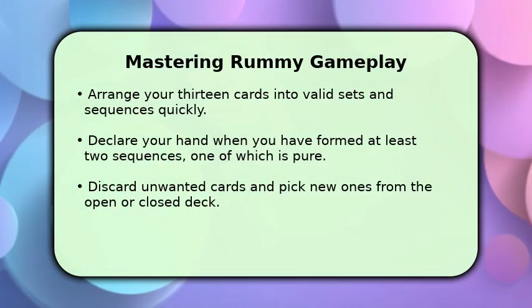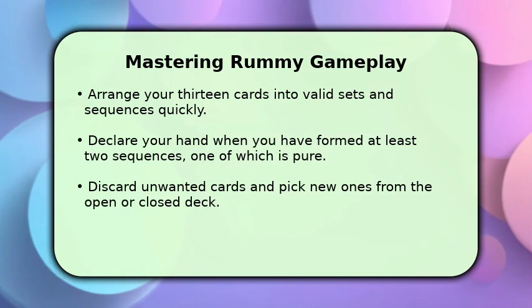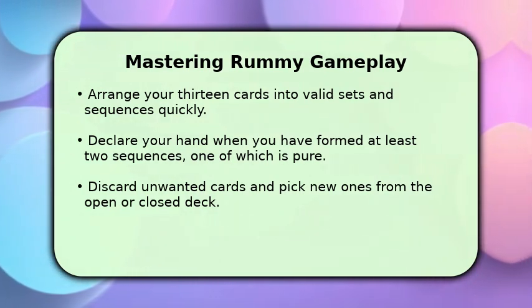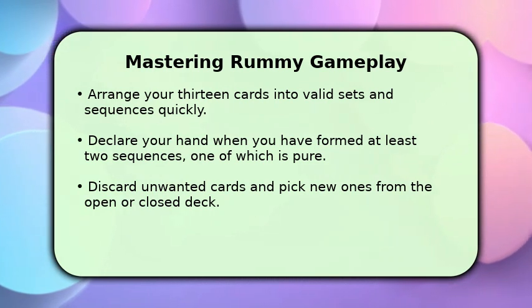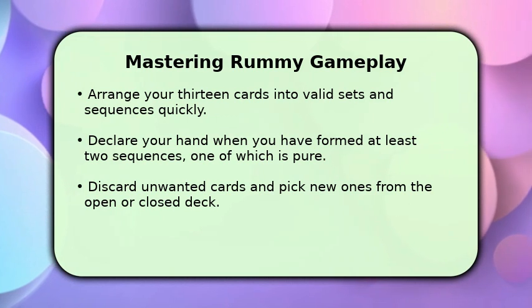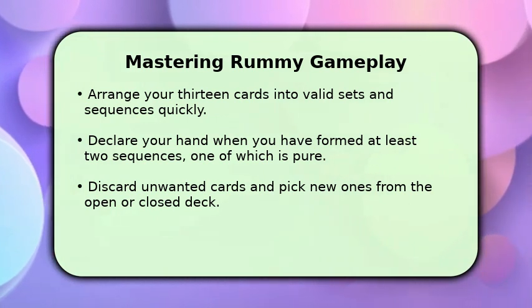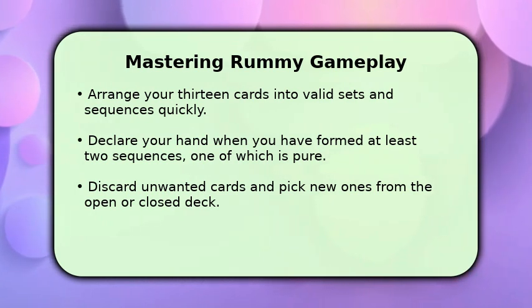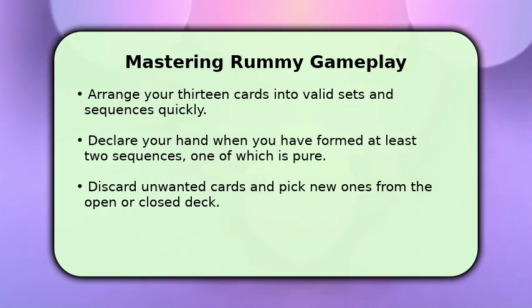Playing Rummy on the app involves arranging your 13 cards into valid sets and sequences. Your primary goal is to form at least 2 sequences, with one being a pure sequence, to make a valid declaration. During your turn, you will pick a card from either the open or closed deck, and then discard an unwanted card. The game is all about strategic thinking and quick decision-making to achieve a winning hand.